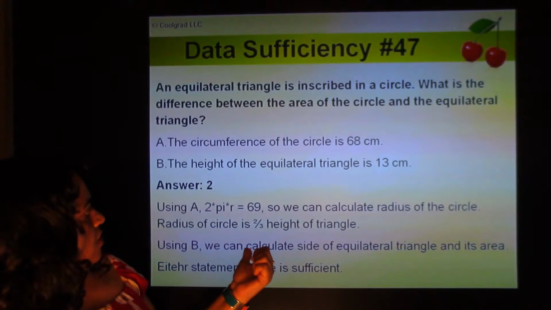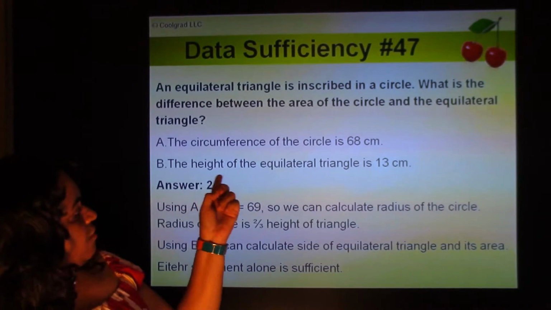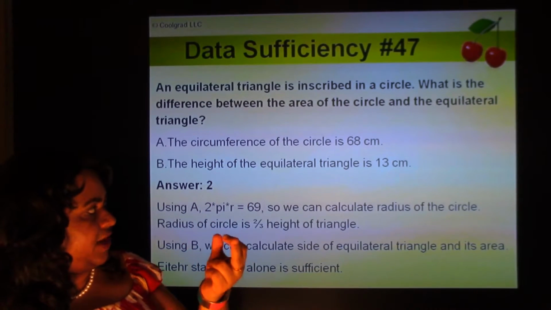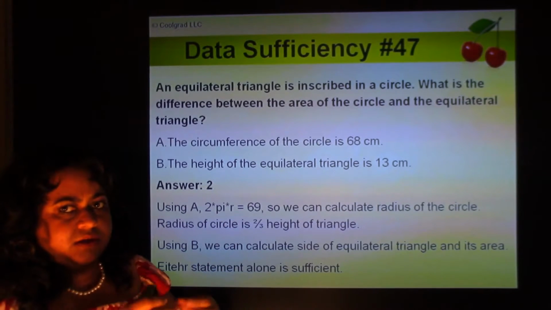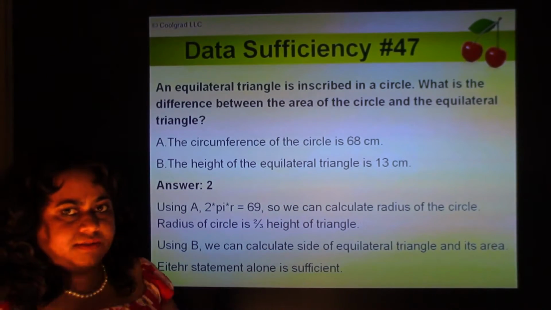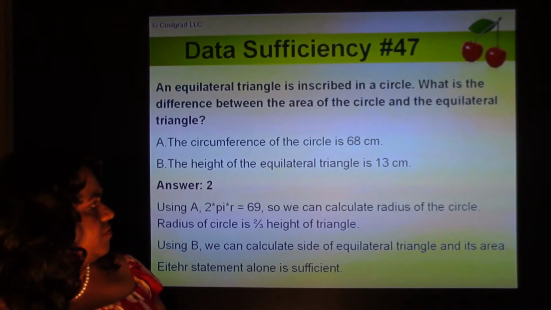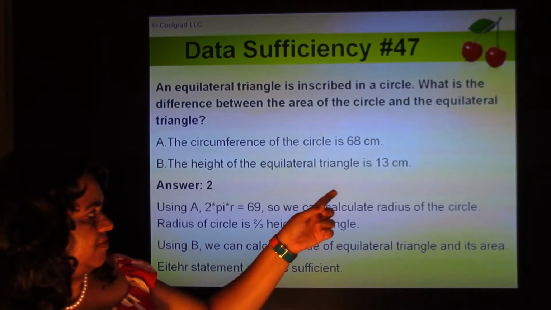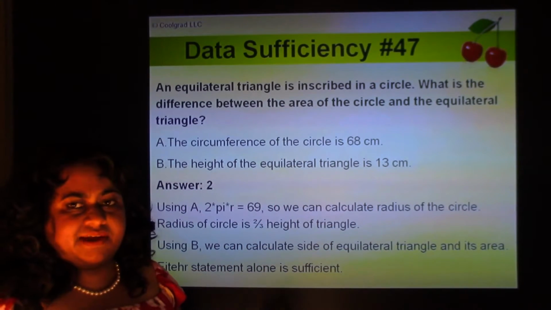And then using B, we calculate the side of the equilateral triangle and its area. The height of the equilateral triangle is 13 centimeters. So we know the height of the equilateral triangle, and from that we can calculate the area of the equilateral triangle. And the radius of the circle is nothing but 2/3 of the height of the equilateral triangle, 2/3 of 13. That's the radius of the circle. And because the equilateral triangle is inscribed in the circle, we know the radius of the circle, we calculate the area of the circle.